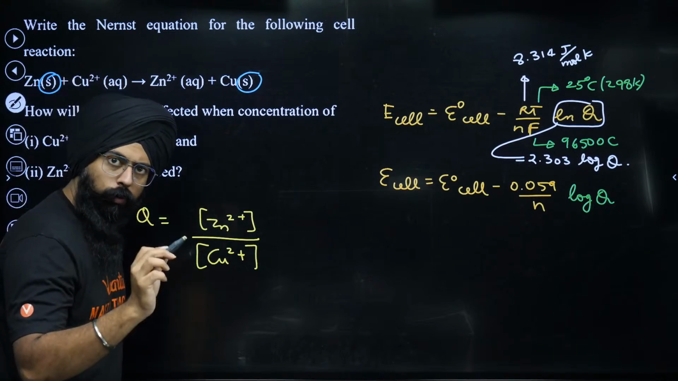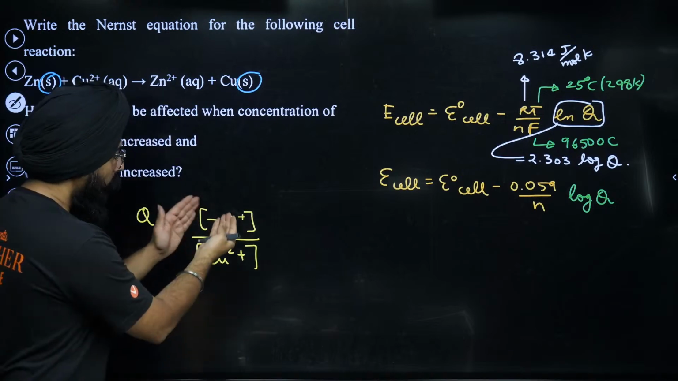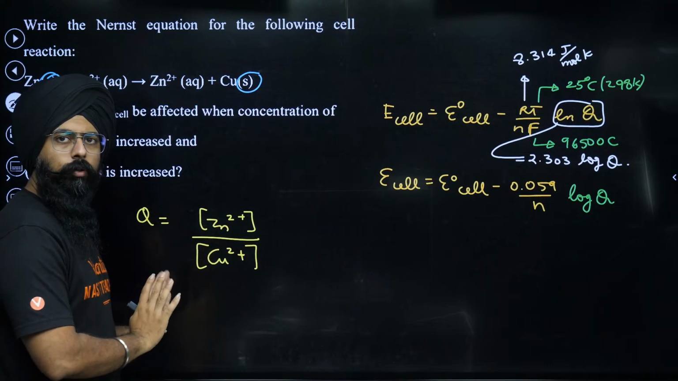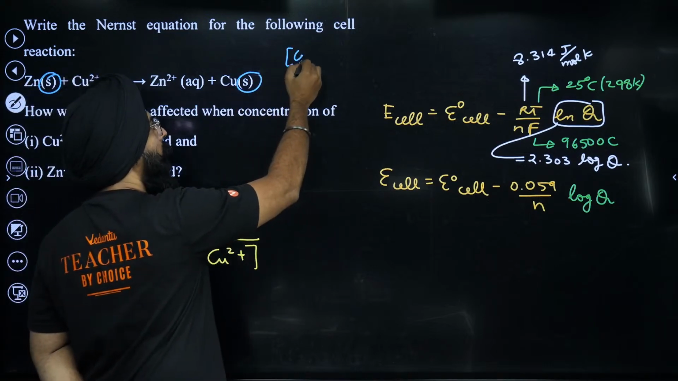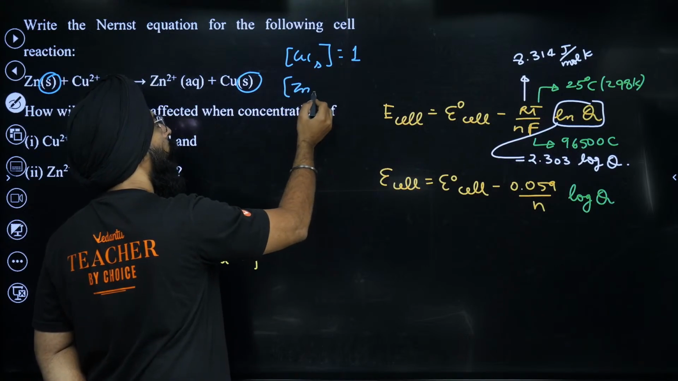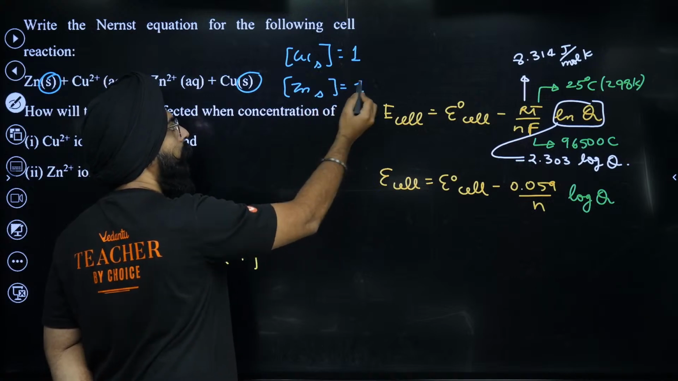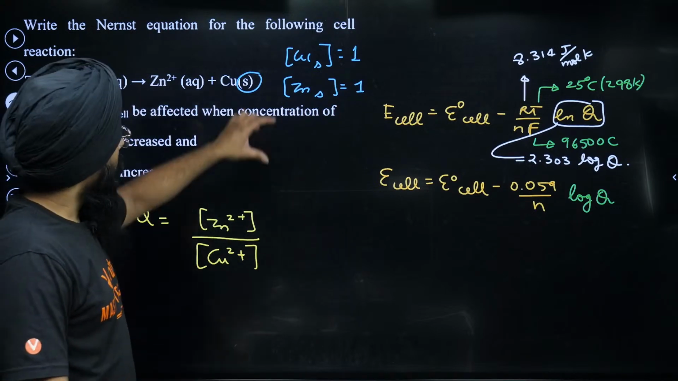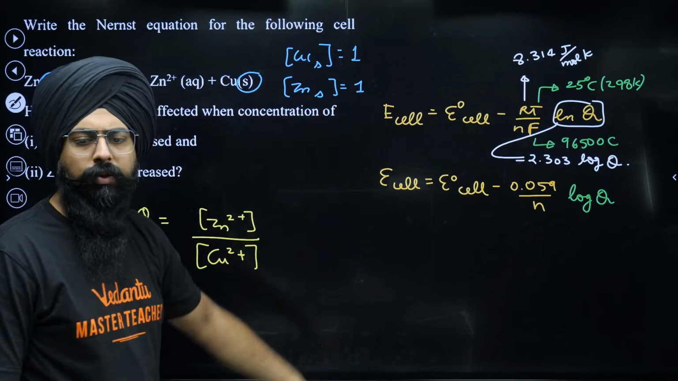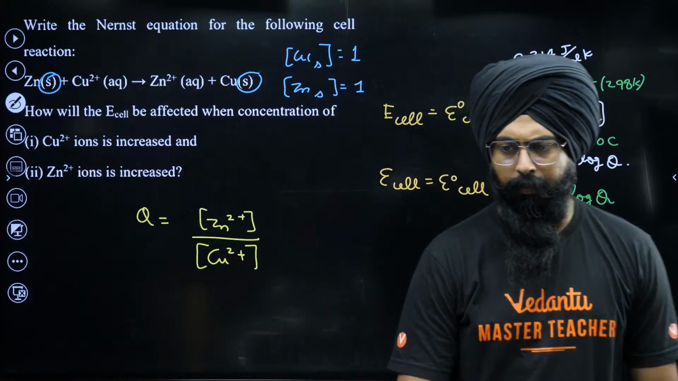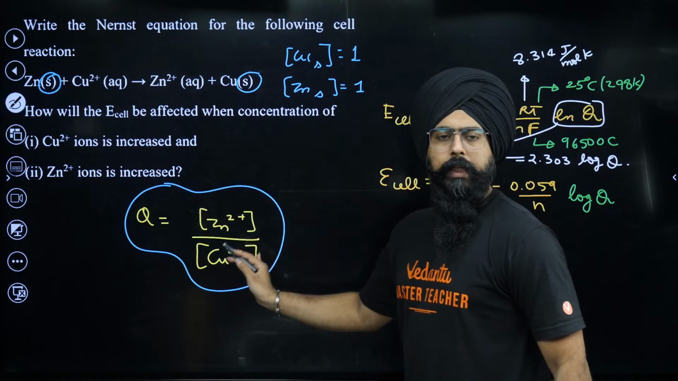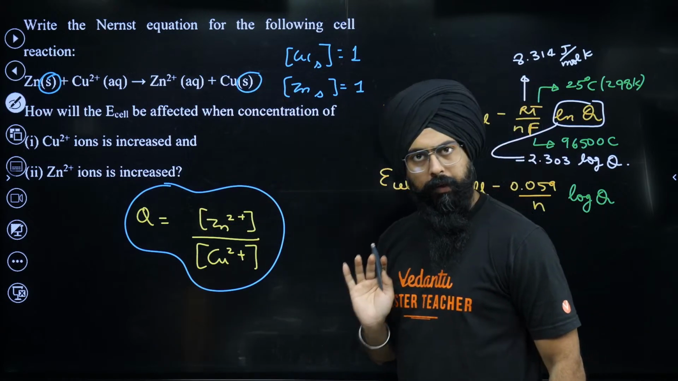For pure solids and pure liquids, we do not take their contribution inside the reaction quotient. What we are assuming over here is that copper solid's contribution is 1. What we are assuming over here is zinc solid's contribution is 1. Okay? Because technically speaking, these values don't really change. So these values are as good as constant. So let's take the constant as 1 over here. Okay? So Q is equal to zinc 2 positive by copper 2 positive. This is the reaction quotient for this particular cell.